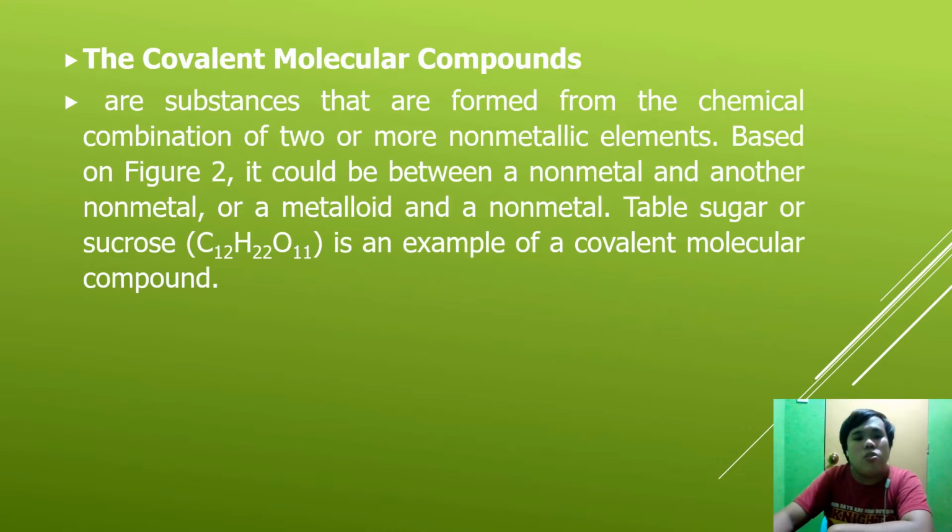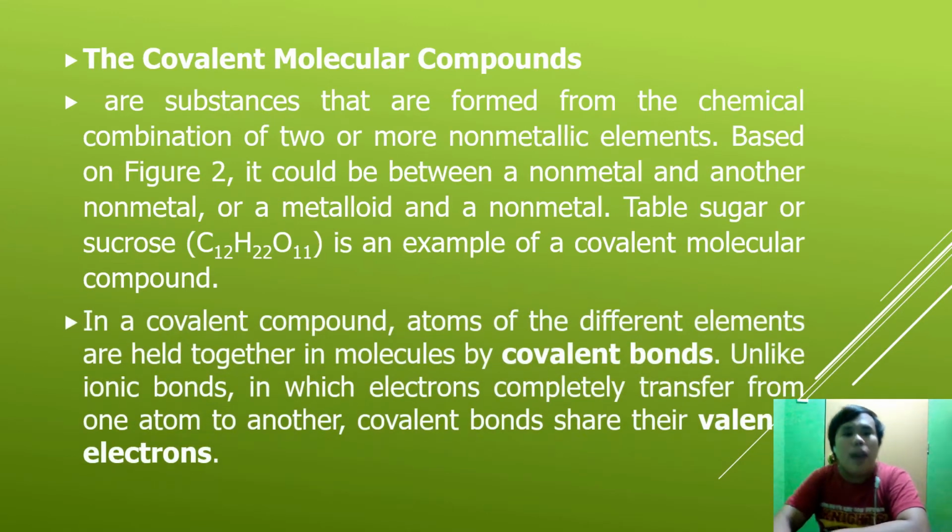As we extract the table sugar, the kind that we use at home, carbon is a non-metal, hydrogen is a non-metal, and oxygen is a non-metal as well. In a covalent compound, atoms of different elements are held together in molecules by covalent bonds. Unlike ionic bonds, in which electrons completely transfer from one atom to another, covalent bonds share the valence electrons.